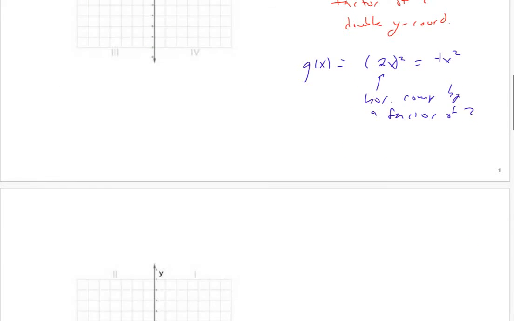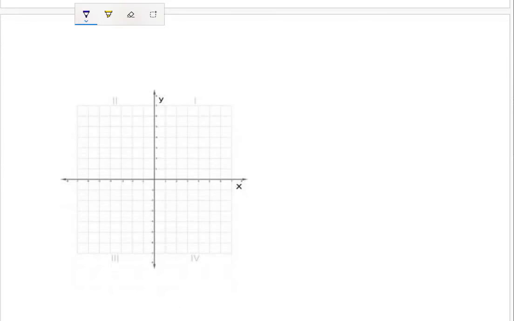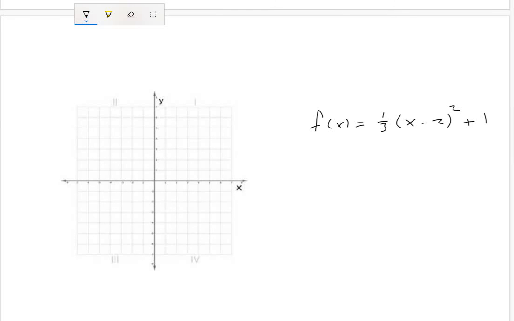All right, so what if we did a combination of a couple of these things? Okay. So if I wanted to graph f of x equals 1/3 (x minus 2) squared plus 1. Okay. This would move it right 2. This number would move it up 1. And this compresses it by a factor of 1/3. Okay. So if I were sketching this, I would do it in 2 steps.